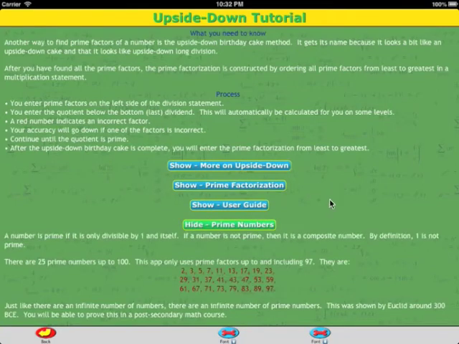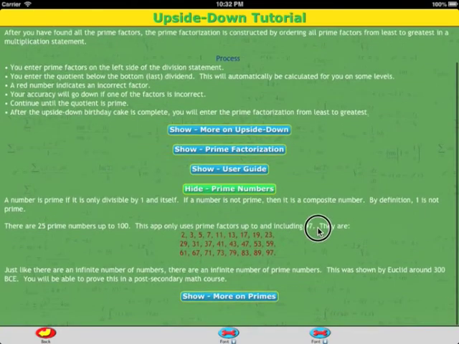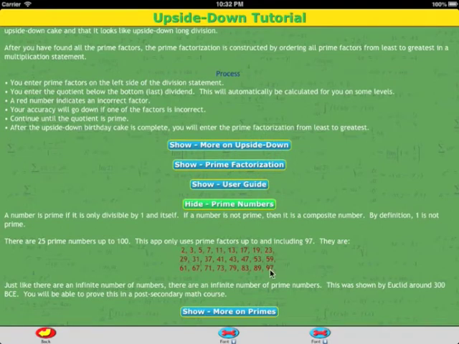Show the prime numbers. There are 25 prime numbers up to 100, the last one being 97, and it starts at 2. And that's it for this lesson. Now it's your turn to practice.